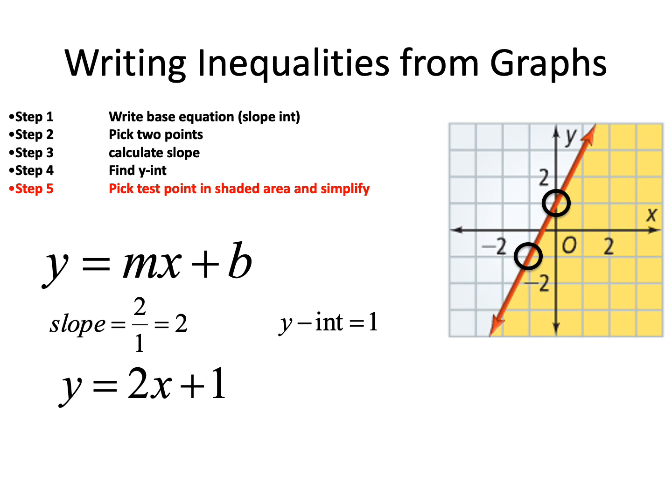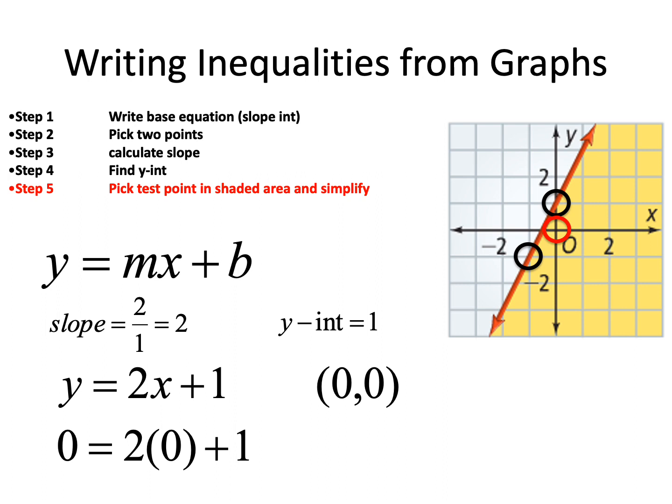Guess what I'm going to pick, Elizabeth? Guess what I'm going to pick? That's right. I'm always going to pick 0, 0 if I can. So I'm going to pick 0, 0, and plug it back into my equation that I just wrote. Y is equal to 2x plus 1.